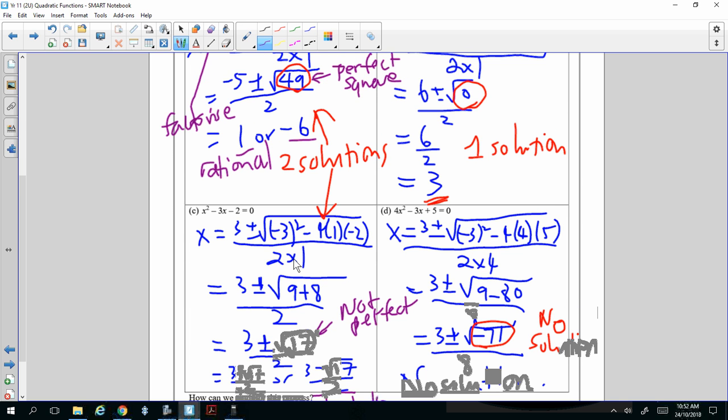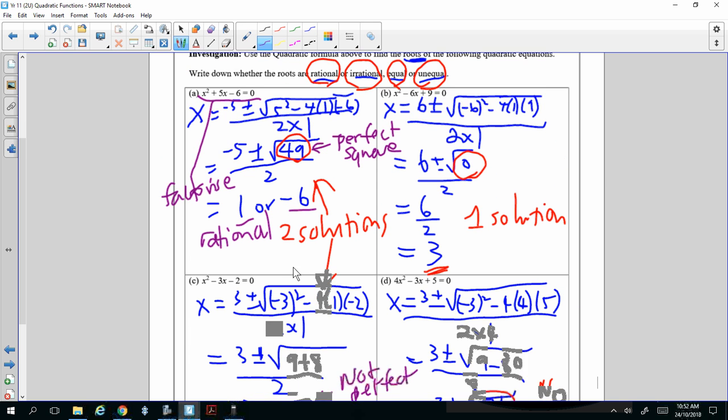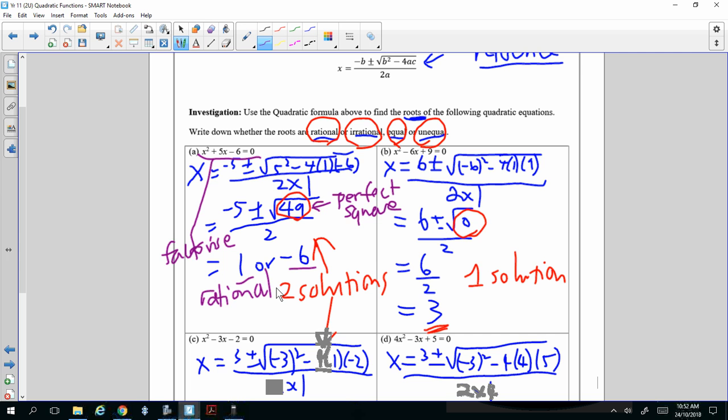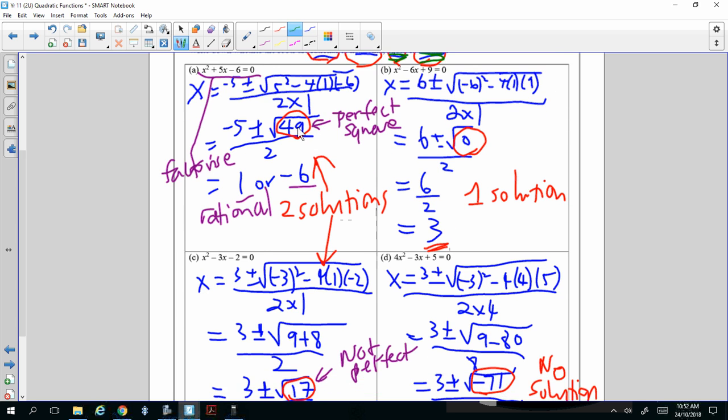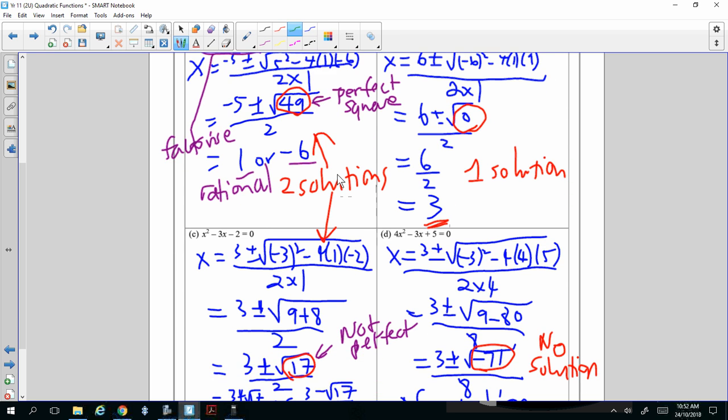Okay, any other questions? Okay, another thing we need to talk about is equal or unequal. What does it mean? When the discriminant is positive, we say there are 2 unequal roots or 2 distinct roots. They are different. So when it's positive, it's 2 distinct roots.